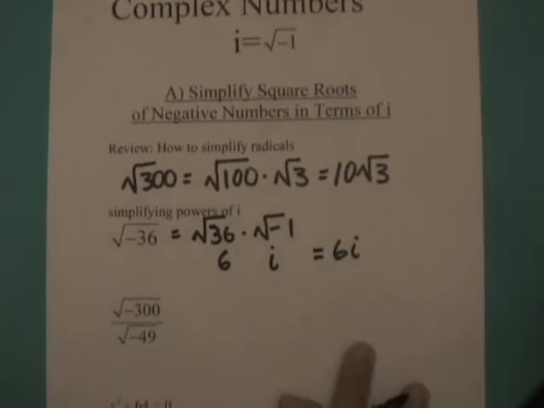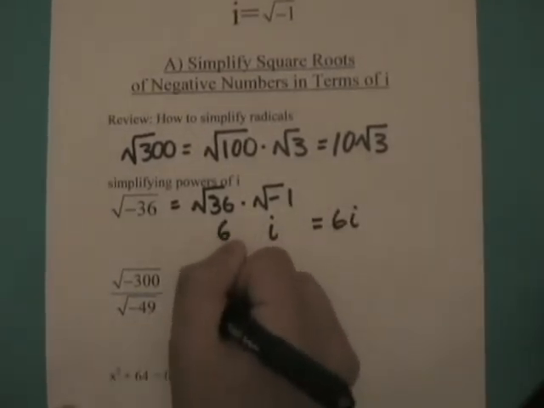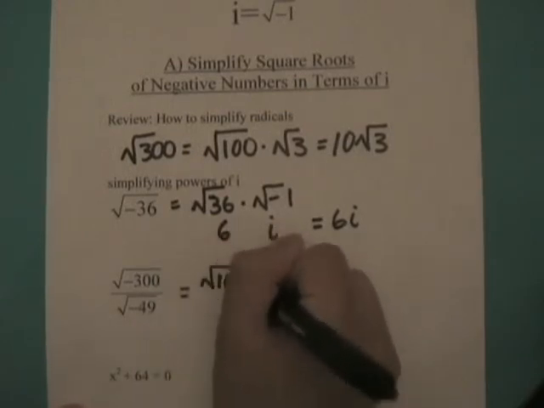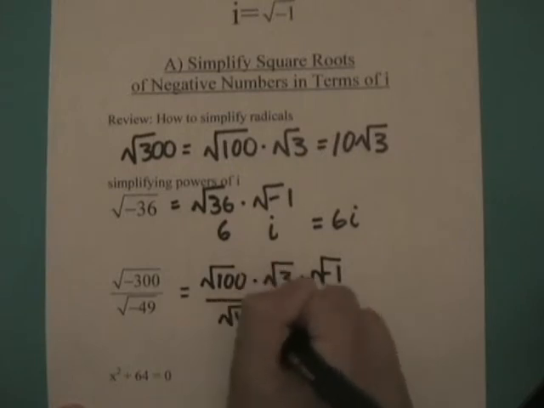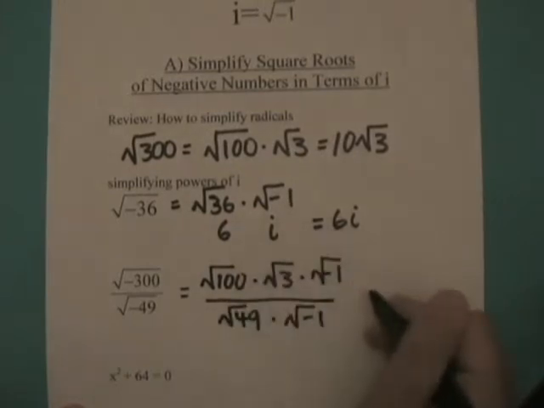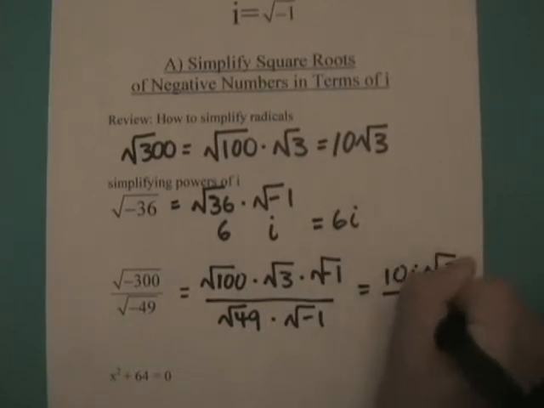So let's move on to a more difficult one, which is this one. We'll do the top first, and radical negative 300 equals radical 100 times radical 3 times radical negative 1, all over radical 49 times radical negative 1, and that will equal 10i radical 3 over 7i. So that's the final answer.